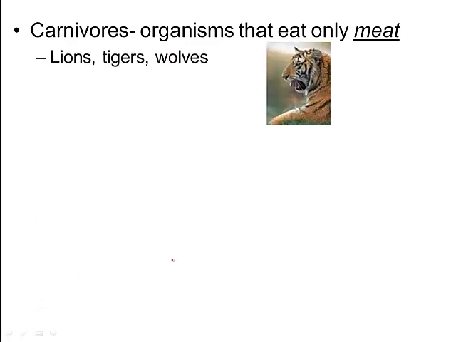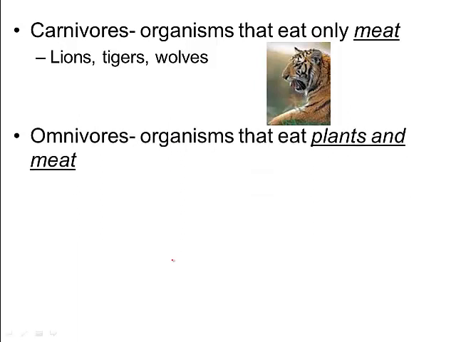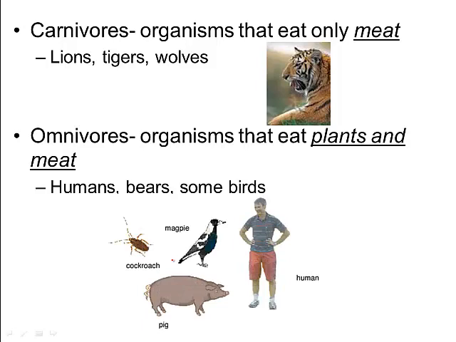Organisms that eat only meat are called carnivores. Lions, tigers, wolves, those are our carnivores. Whereas organisms that can eat both plants and meat, and both of those things make up the major portion of their diet, those are called omnivores. So humans, bears, there's birds that fall into this category. These are all omnivores. A cockroach is considered an omnivore. A pig is an omnivore. And a lot of times omnivores also fall into the scavenger category, which we'll talk about in a minute. Okay, so herbivores eat plants, carnivores eat only meat, and omnivores will eat both.